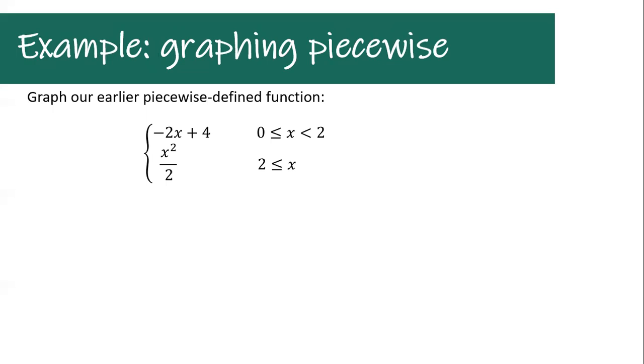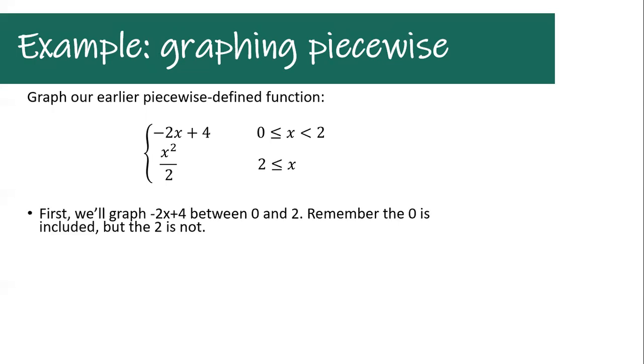So let's graph our earlier piecewise function. First, we're going to look at that first chunk. So we want to graph negative 2x plus 4 between x equals 0 and x equals 2. So 0 is included, so it's going to be a closed point, but 2 is going to be an open point because of that strictly less than.